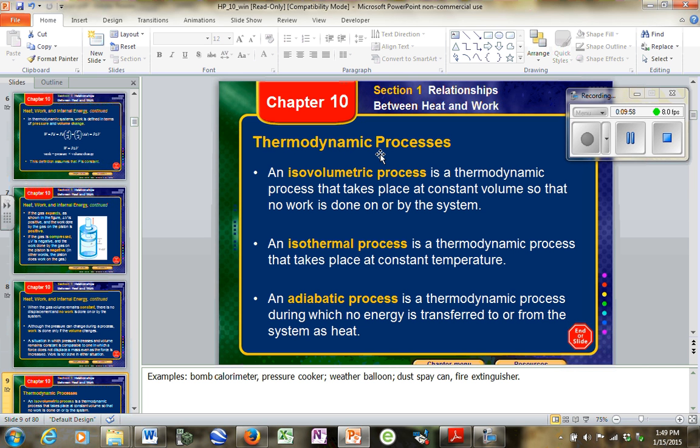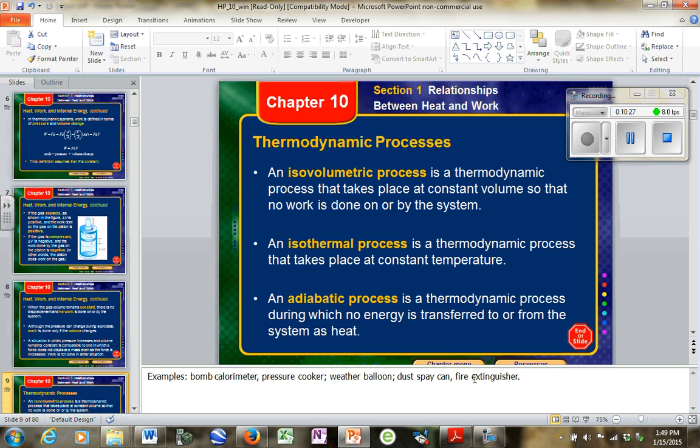A bomb calorimeter or a pressure cooker is an example of an isovolumetric process. You're still adding heat, you're adding energy to the system, but you're not getting any change in volume. An example of an isothermal process is when they send up a weather balloon. As the pressure changes in the environment, the pressure on the inside of the system increases, but the temperature stays the same. So a weather balloon is an example of isothermal, and a dust spray can or a fire extinguisher is an example of an adiabatic process.